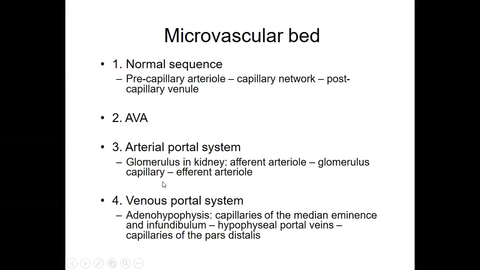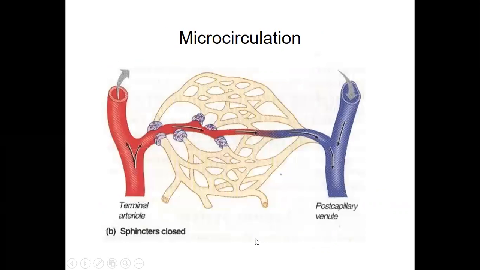And then we have the venous portal system. This is the arterial portal system: efferent arteriole, glomerulus, and efferent arteriole, which means there are two arterioles. For the venous portal system, the adenohypophysis: the capillary of the median eminence and infundibulum, hypophyseal portal veins, and capillaries of the pars distalis.